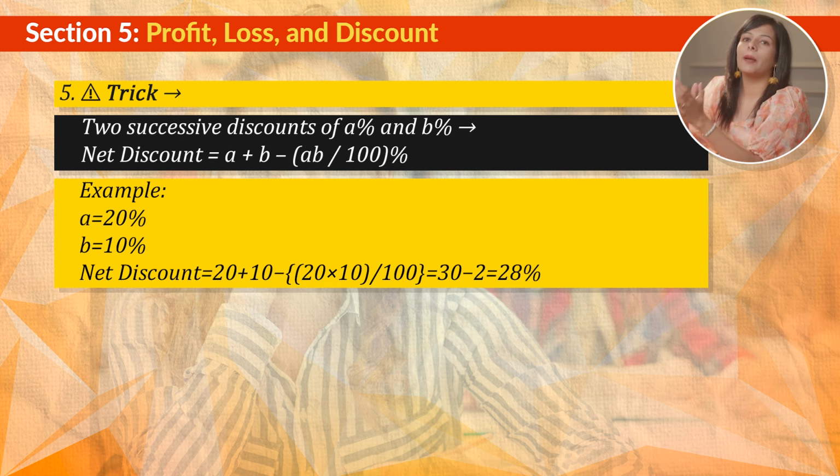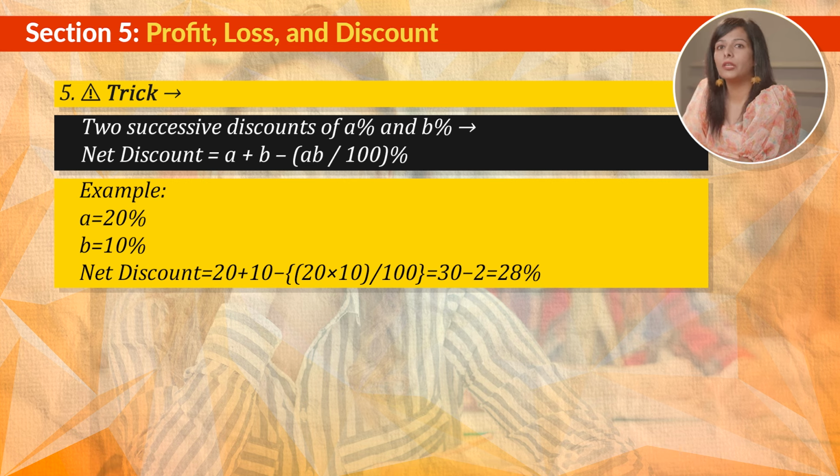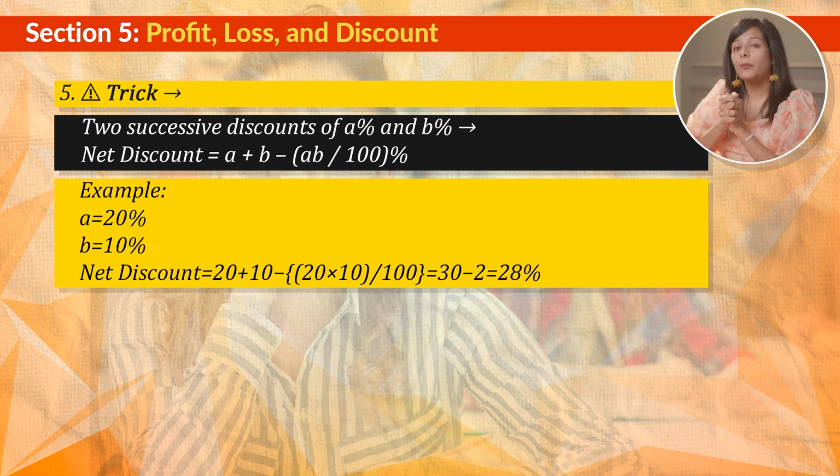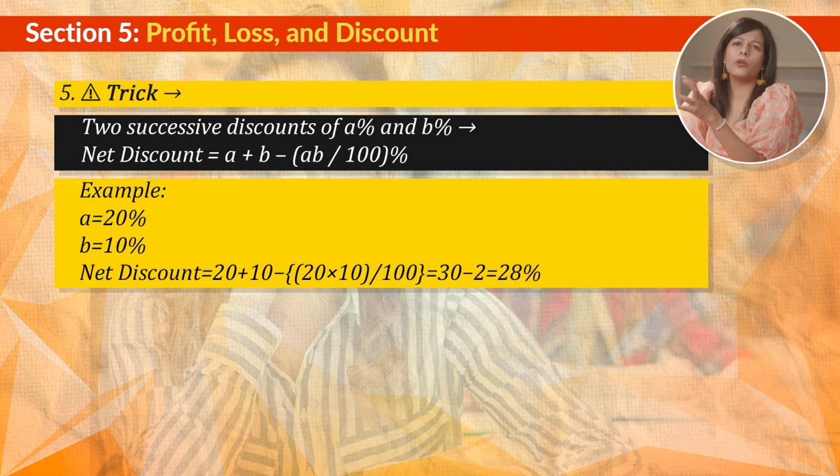Now here's a trick. Remember, if two discounts A and B are given successively, like when a shopkeeper first gives a 20% discount and then an additional 10%, the net discount is not simply 30% as many assume. Instead, it is calculated by the formula A plus B minus AB over 100. So the net discount here would be 28%, slightly less than it appears. Isn't that both interesting and super helpful? Once you understand this logic, solving questions on these topics becomes a total breeze.